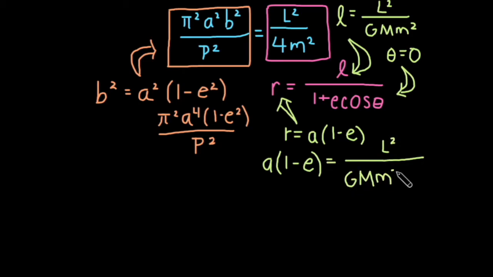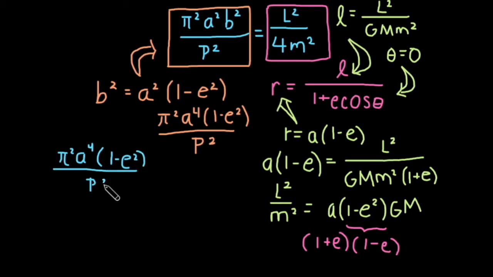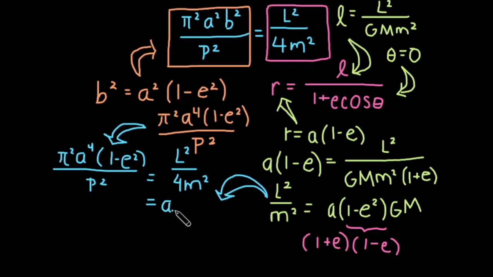From observation now, we can see that this equation shares some of the same parameters as our equation that contains L squared over 4m squared. If we manipulate it a bit, we get L squared over m squared equals A times 1 minus E squared times GM, which we can now plug into our initial equation. We now see that pi squared times A to the fourth times 1 minus E squared over P squared equals A times 1 minus E squared times GM over 4.